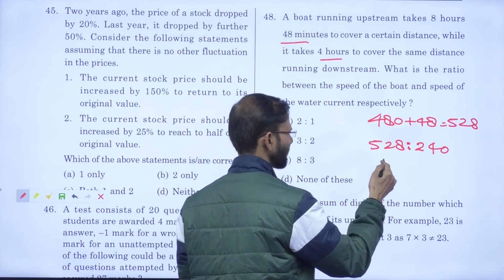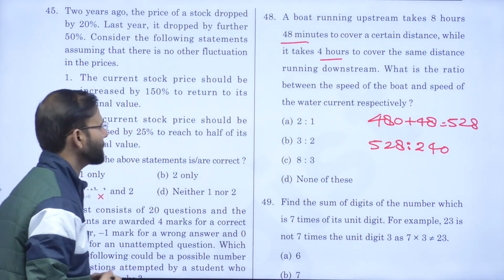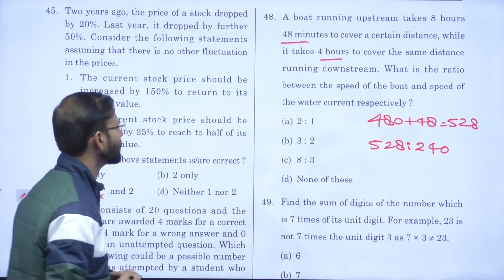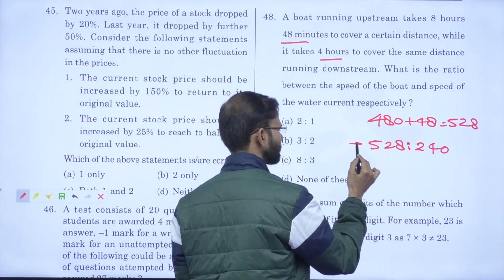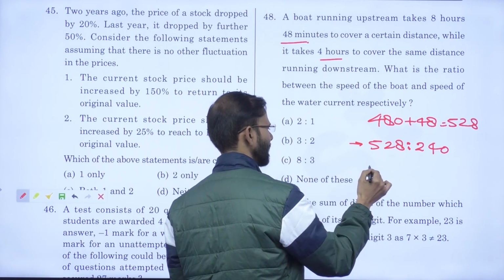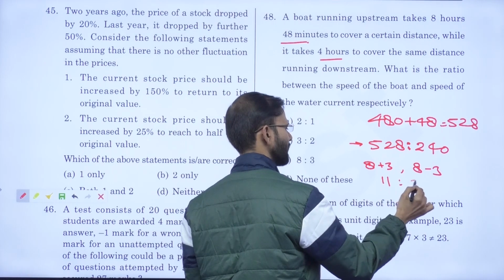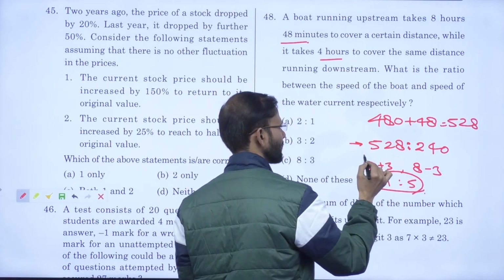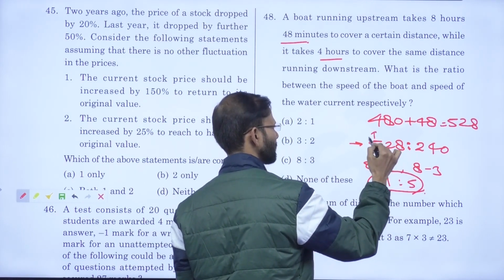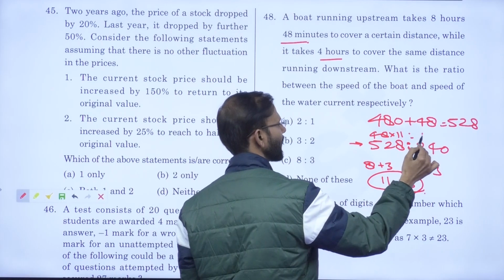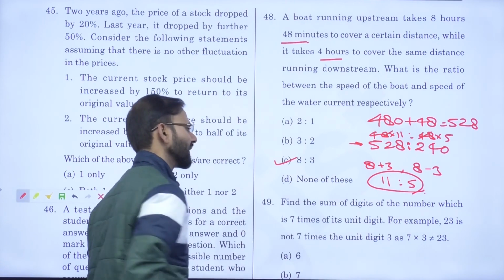So let me solve it. So guys, this is what? This number is divisible by 11. Guys, 8 plus 3. 8 minus 3. This is 11 is to 5. So this is 48. 48 into 11 and this is 48 into 5. Yes. Guys, this is the right answer.